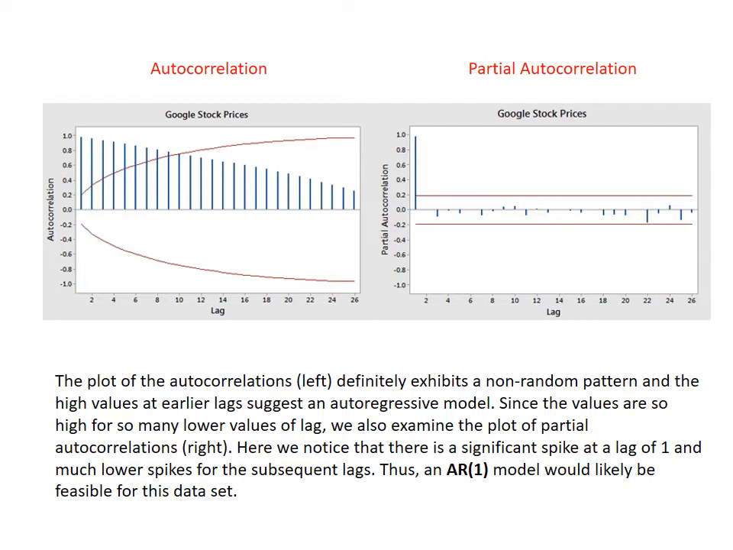The right plot here is of the partial autocorrelation function, and we're identifying here that the value of the partial autocorrelation really drops off to insignificant levels past lag 1, and so as a result, what we would identify here is that an AR1 model is most appropriate for this Google price data.